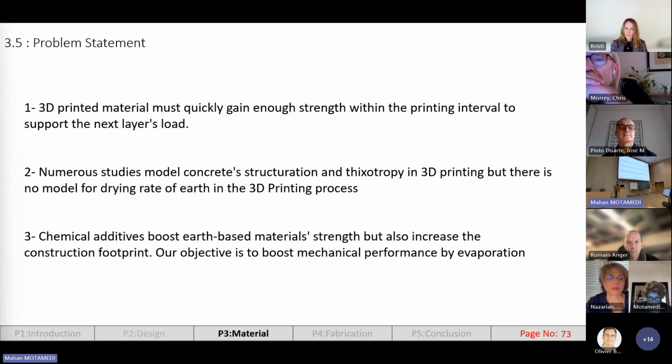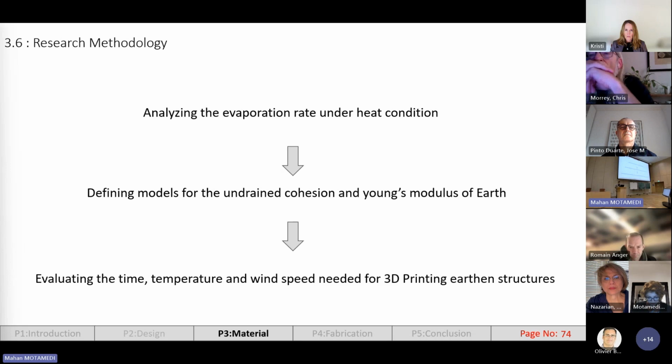There are numerous models and studies done on the structuration and thixotropy of concrete material for buildability. However, there are not many models for the earth-based materials. And then there are two different approaches for increasing the mechanical performance of the earth, the first being chemical, by adding additives. However, the additives will increase the footprint of construction. Therefore, our objective is to use a physical approach, which is by evaporation, meaning to decrease the water quantity of the material during the printing process.